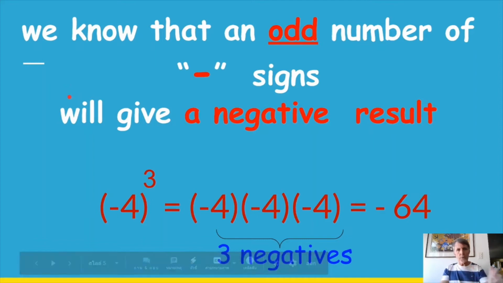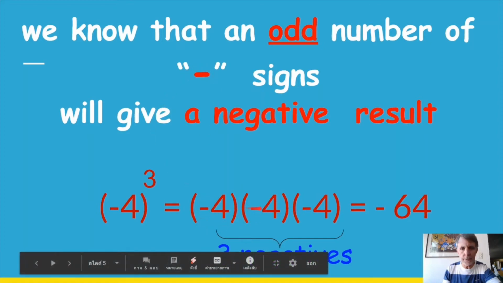So whether a number is positive or negative, we know that an odd number of negative signs will give a negative result. For example, just 1 negative sign, and of course the number is negative, and 3 negative signs, because a negative times a negative is a positive, times a negative would give us a negative. So 3 negatives would be a negative, 5 negatives, 7 negatives would be a negative.